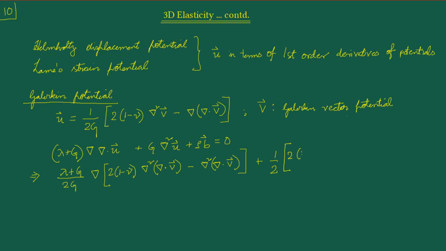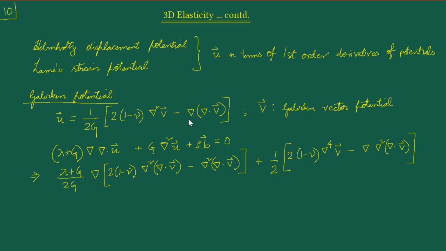So what we have here is 2 into 1 minus nu Laplacian of the Laplacian of v vector, that is the bi-harmonic operator operating on the v vector, minus we have the grad of the Laplacian of the divergence of v. So let me just discuss what I did. You see, this Laplacian is operating on this entire thing. The first term is taken care of by this bi-harmonic.